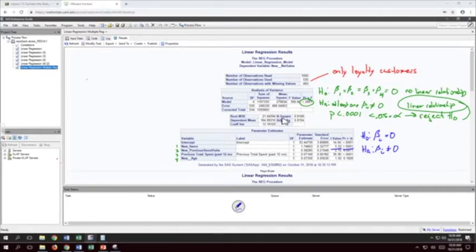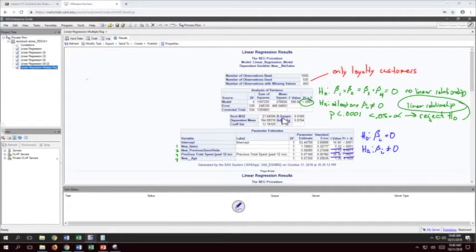So, for new items, we have a test statistic and a p-value. Do we reject or fail to reject our null hypothesis? Reject. There is a statistically significant linear relationship between new items and net sales. We already knew that, but now we're just confirming. Then we go to previous store visits. We have a t-value and a probability, 0.0071. Reject our null, linear relationship, yay. Then we go to previous total spend. That was what we really liked. It's still significant. Life is good, yay.